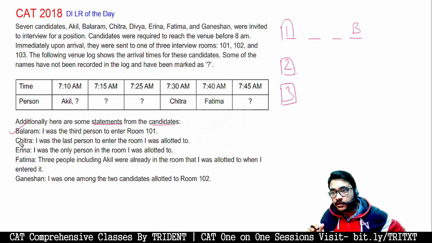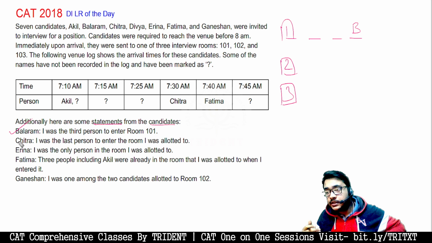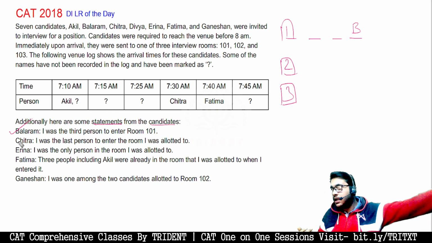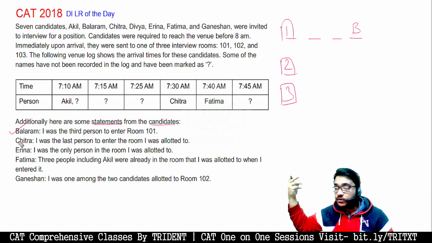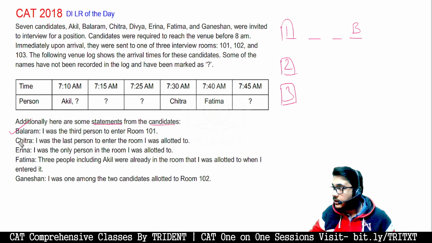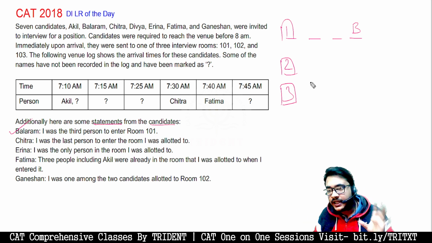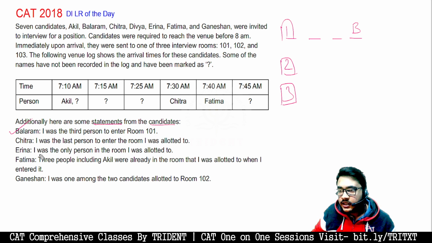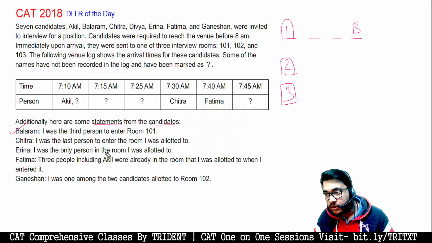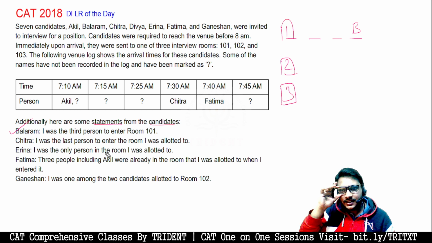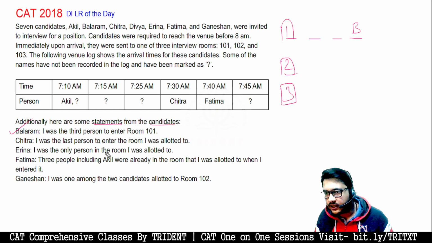Let's look into Chitra. I was the last person to enter the room I was allotted to. Now, that basically tells me that Chitra can be the one to enter in 1 also, 2 also, 3 also. This is not a definite piece of information. I cannot plot it right now. Irina says, I was the only person in the room I was allotted to. Okay, so that basically means that a single room has been given to this Irina girl.